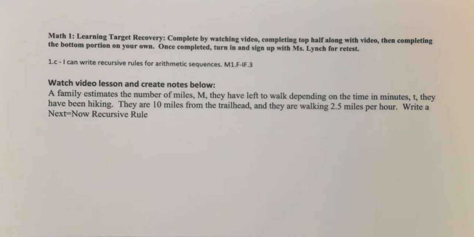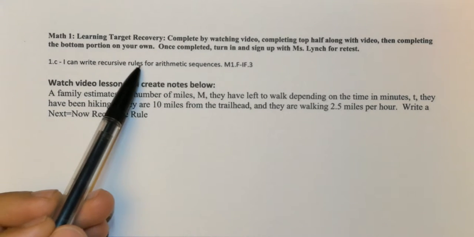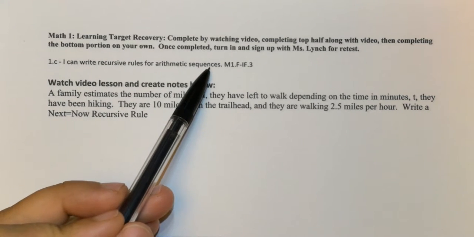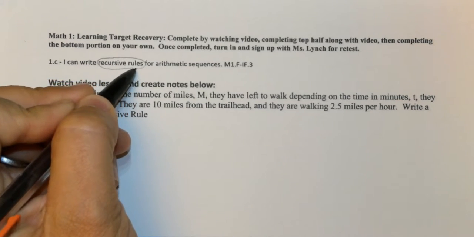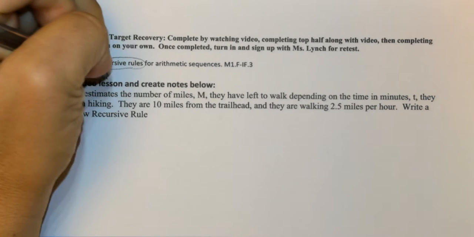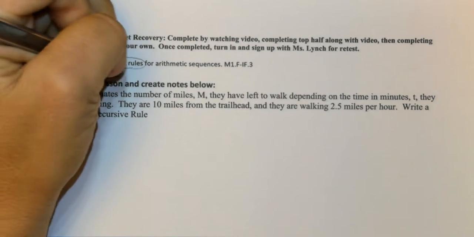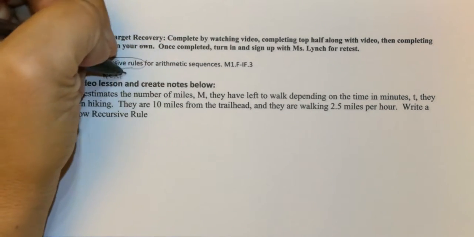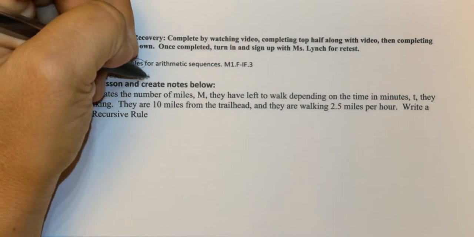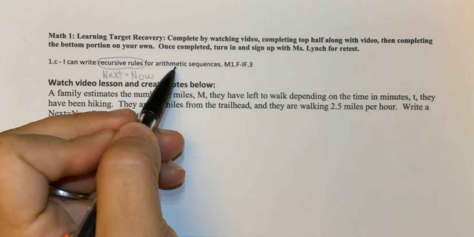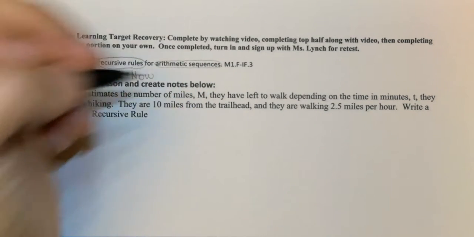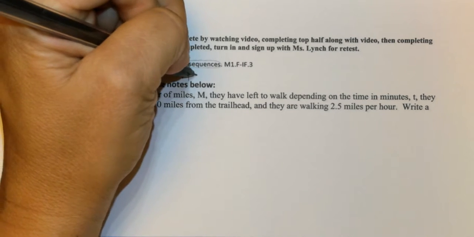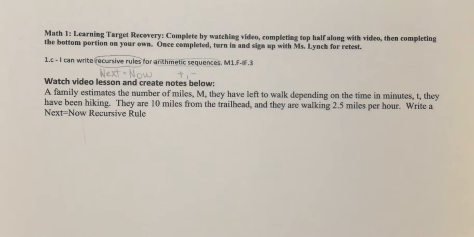All right, so the goal of what we're going to do, the learning target we're looking at is: I can write a recursive rule for an arithmetic sequence. A recursive rule is a next equals now rule. And the word arithmetic sequence means that the pattern is going to be increasing or decreasing by an addition or a subtraction, not multiplication or division.